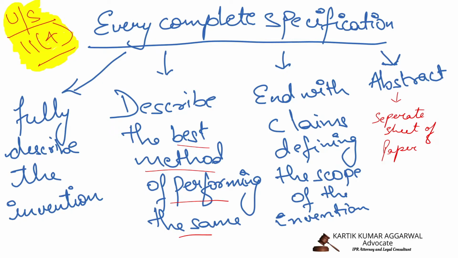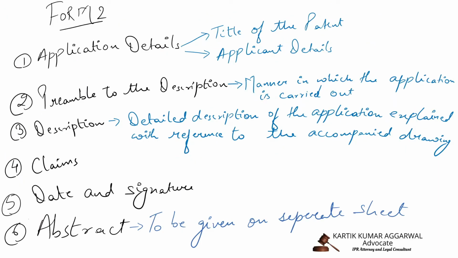Now, for easy understanding, we will divide Form 2 into 6 parts. The first one being the applicant details. Every Form 2 starts with the title of invention and then is followed by the applicant details. The second part being the preamble to the description.